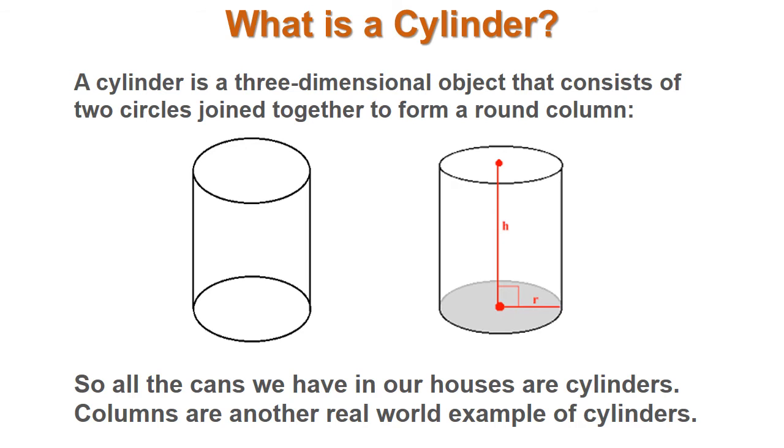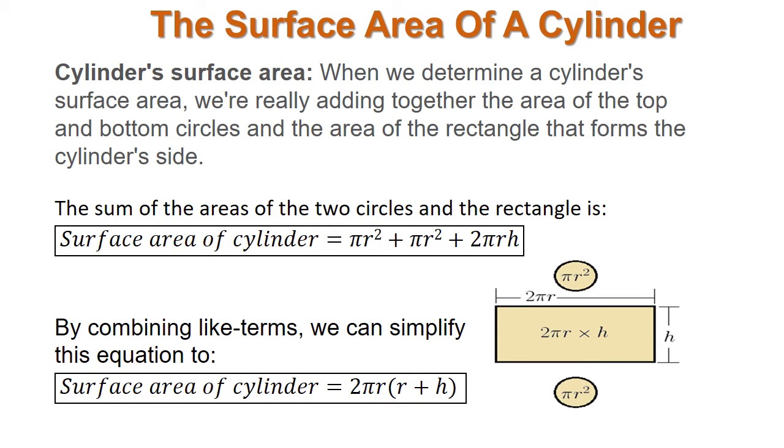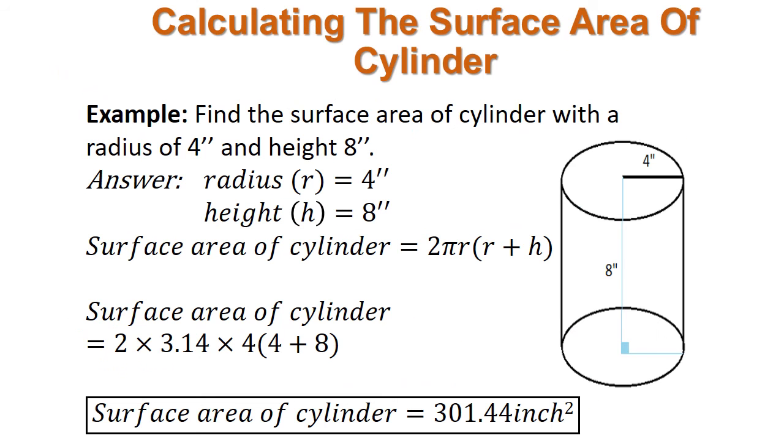How to calculate a cylinder? A cylinder is a three-dimensional object that consists of two sides joined together in the form of a round column. Here the formula of surface area of a cylinder: 2 pi r bracket r plus h bracket close. Calculating the surface area of a cylinder. Same formula 2 pi r plus h.